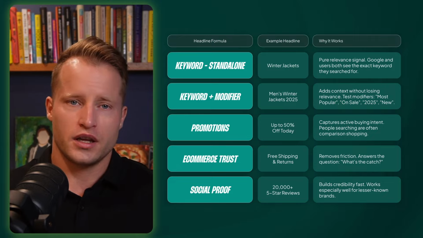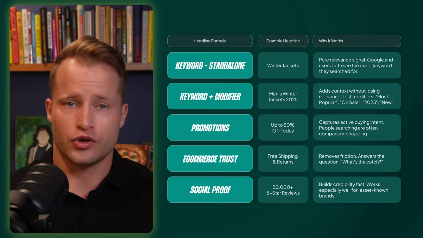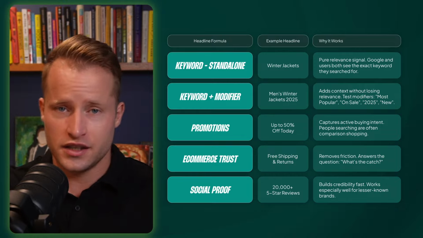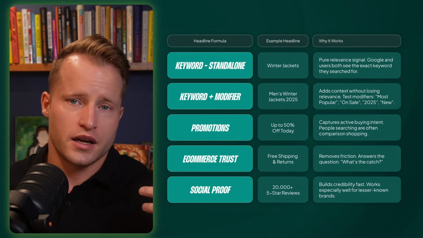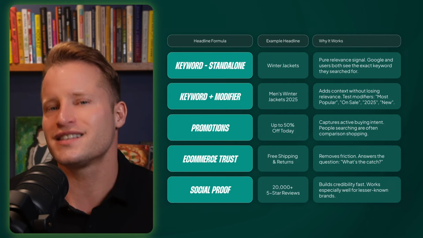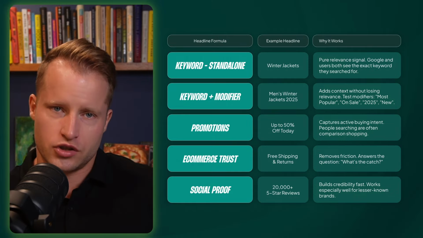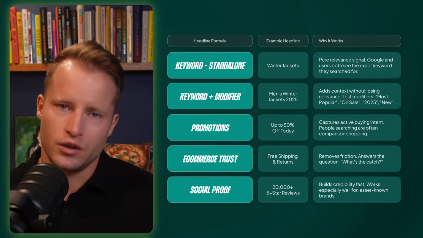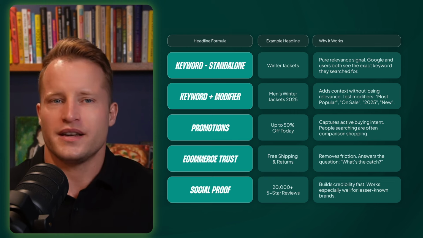The second part is the keyword plus modifier. So you add something like most popular, on sale. You add the year to it. You add who you're targeting, a little bit on the audience. You add new. You add different things in there. So you add context to your keyword without losing that relevance that you need when you put the keyword in the headline. And then we go over to the basics, promotions.